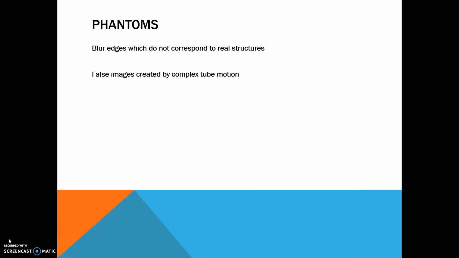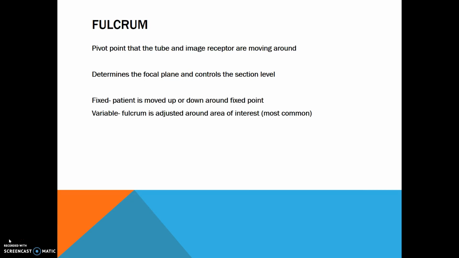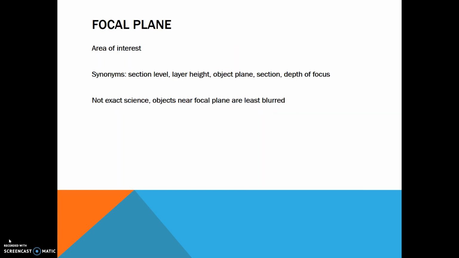Phantoms are blur edges which do not correspond to real structures. These are false images created by complex tube motion. The fulcrum is a pivot point that the tube and image receptor are moving around. This determines the focal plane and controls the section level. A fixed fulcrum means that the patient is moved up or down around a fixed point. A variable fulcrum means that it is adjusted around the area of interest.